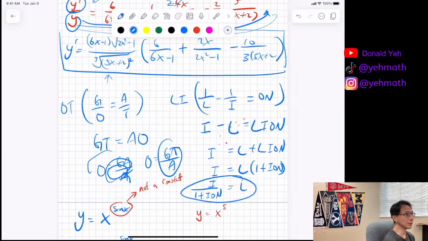System of equations is always on the SAT. Just add the two equations up. You're going to get 7x equal to 14. X is equal to 2. And plug it back in. 2 times 2 is 4. That's going to give you negative 2, I think, for y. X equals 2, y equals negative 2.